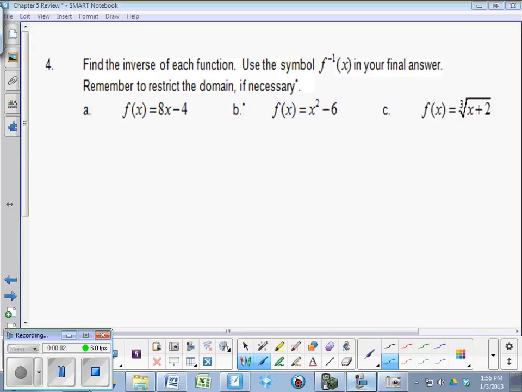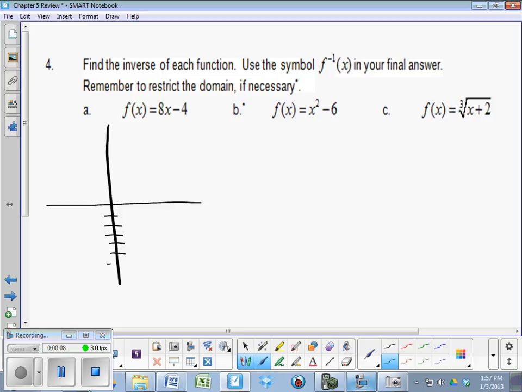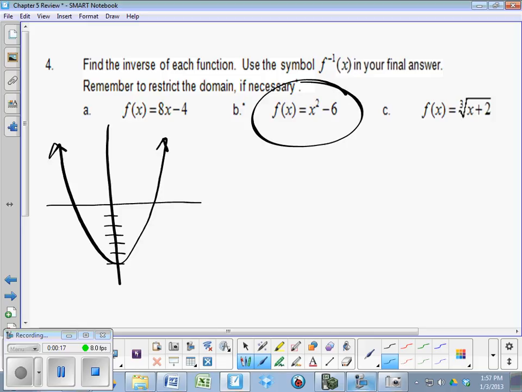What kind of graph would 4b make if you graphed it? It's a parabola shifted. Which way? How far? X squared minus 6 would be a parabola shifted down 6. Okay? That's what it would look like.